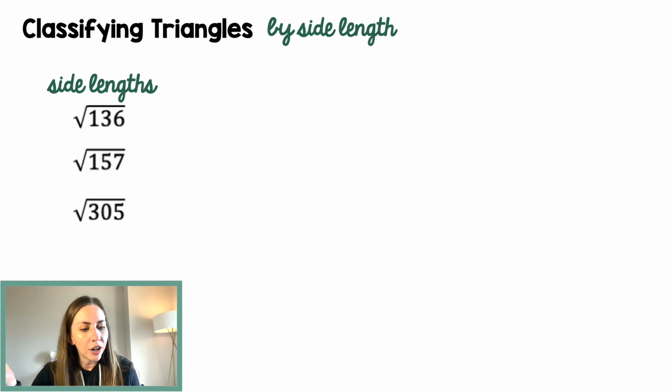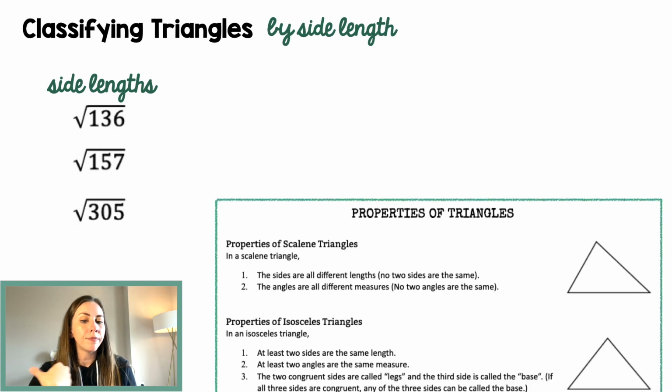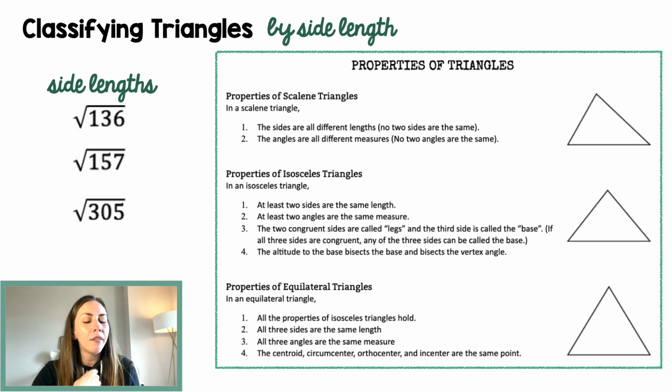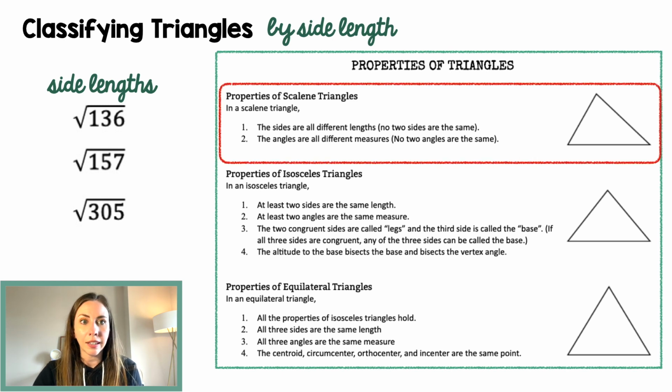Looking at our notes document, properties of triangles, we have 3 different ways that we can categorize triangles based on the lengths of their sides. Triangles can be scalene, isosceles, or equilateral. Scalene triangles have 3 different side lengths, isosceles have 2 side lengths that are the same, and equilateral has 3 equal sides. Just looking at our side lengths, we can see that this is scalene.